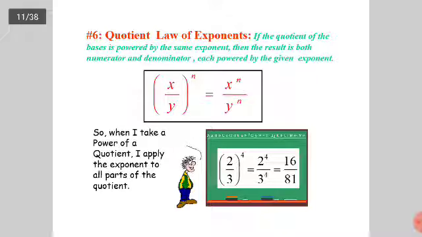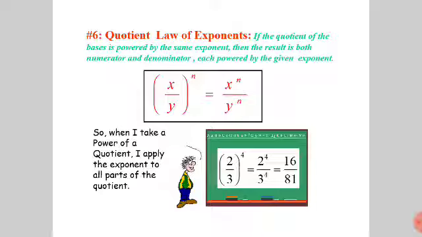Next one, quotient law of exponents. If the quotient of the bases is powered by the same exponent, the variables are different but the exponents are the same. So x by y, the whole power n is equal to x power n by y power n. For example, 2 by 3, the whole power 4.